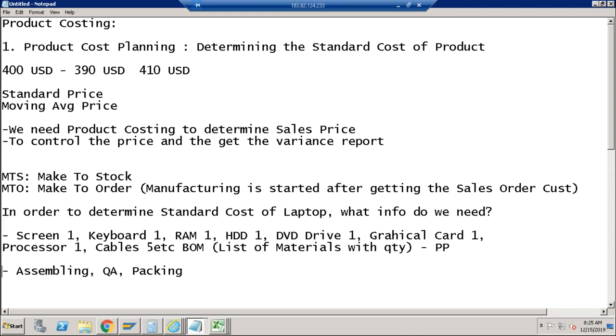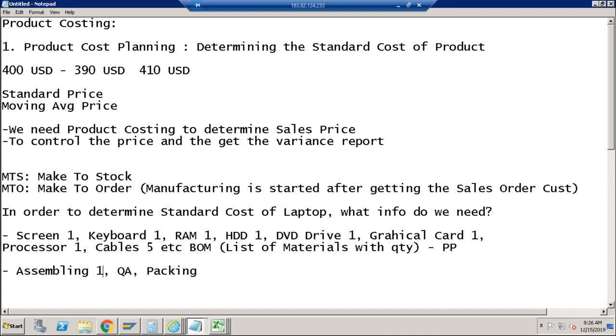Now this was about BOM. BOM is nothing but a list of materials. What exactly is this then? Assembling. I need to perform the assembling. So assembling is the activity, and how much time will it take to do the assembling? Let's say there is an assembling department, an assembling cost center responsible for assembling all these raw materials.